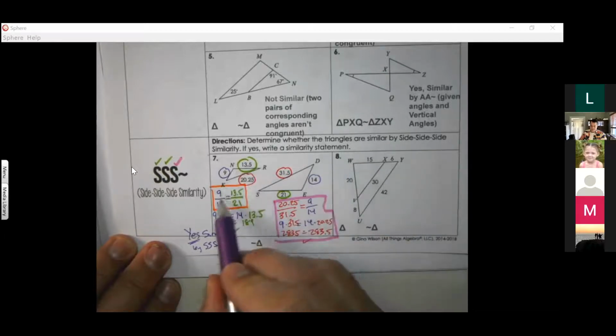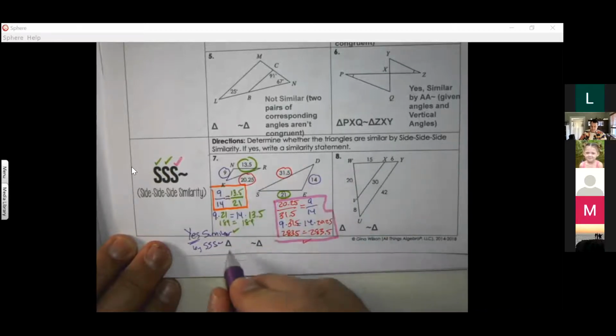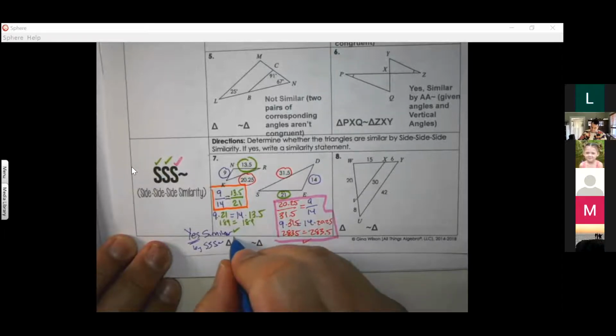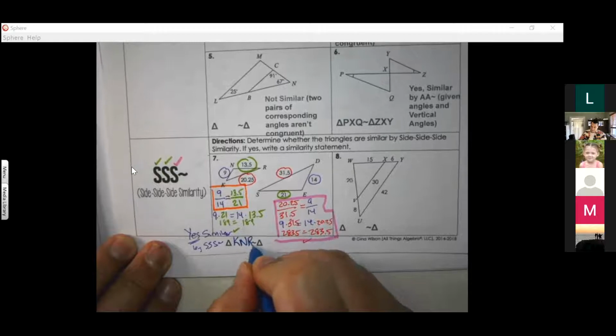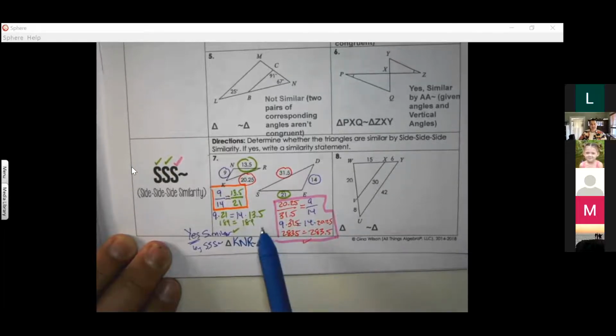So I'll use this one first. I could choose these three letters in any order. First one's free. I'm going to go with K and R. K and R. But now that I've done K and R, I have to be very careful.